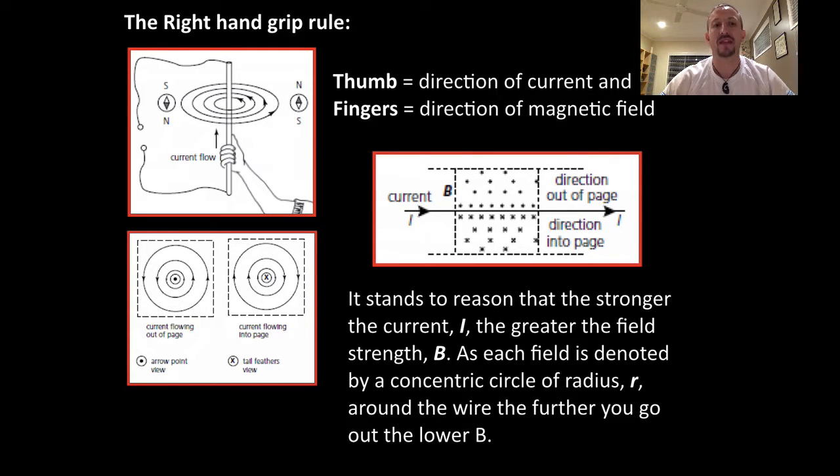In order to understand the right-hand grip rule, it's very straightforward. You imagine that you are gripping something. Your thumb is going to be the direction of the current, and your fingers, as they grip, are going to show the direction of the concentric circles working at 90 degrees.